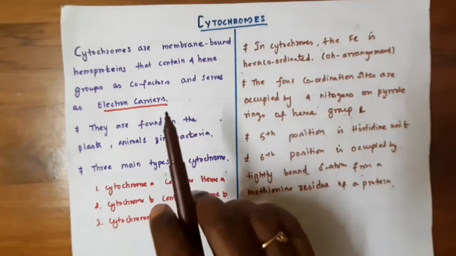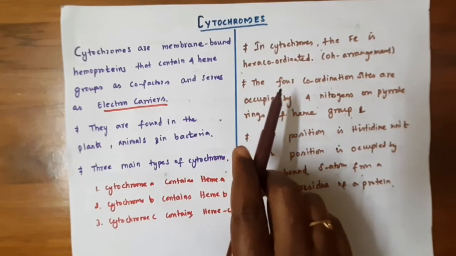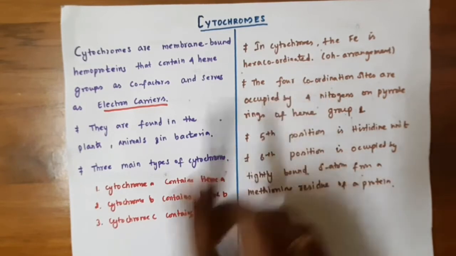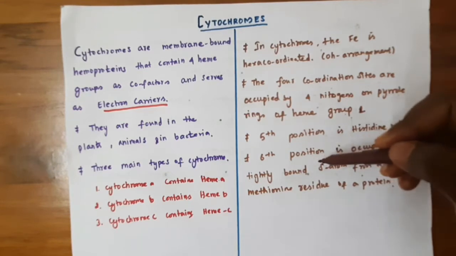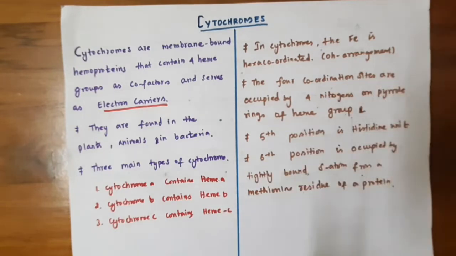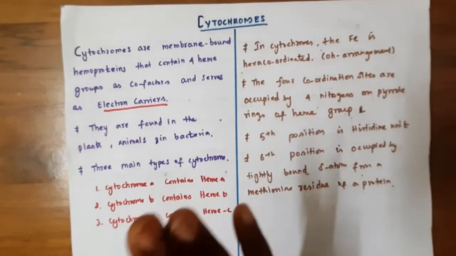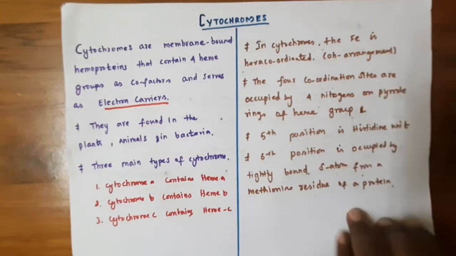But in cytochromes, the iron is coordinated to the 4 nitrogens of the pyrrole rings of the porphyrin molecule, and the fifth position is a histidine unit, and then the sixth position, instead of an oxygen atom, is occupied by the sulfur atom from a methionine residue. So that is the difference between the structure of cytochrome and hemoglobin. In cytochrome, the sixth position is occupied by the sulfur atom of the methionine residue, and in hemoglobin the oxygen is bound.